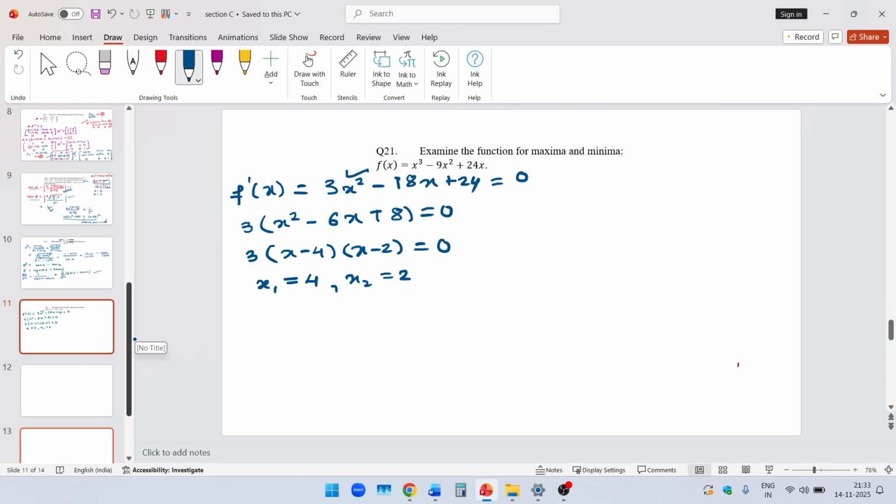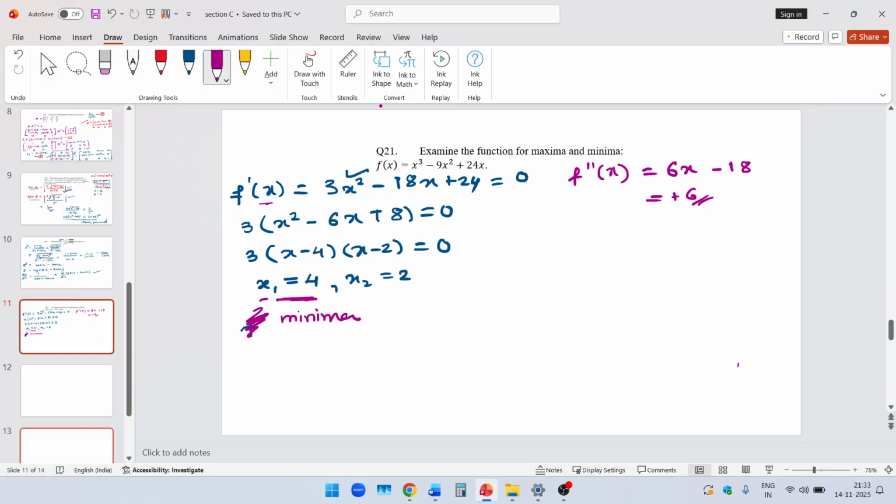Now what I'll do is, I'll take second derivative of the function. So f double dash of x will be equal to the derivative of this f dash of x, that is 6x minus 18. Now I'm going to first substitute the value of x1 over here and check if the value is positive or negative. If I substitute x is equal to 4, I'll get 6 4s are 24. 24 minus 18 is 6. 6 is positive, which means at x1 is equal to 4, you are getting a minima. When the value is positive, you get minima. When the value is negative, you get maxima at that point.